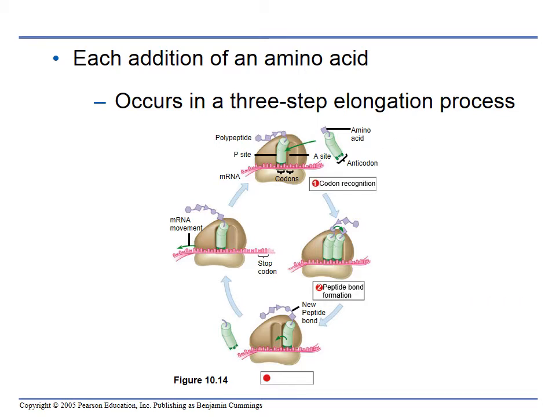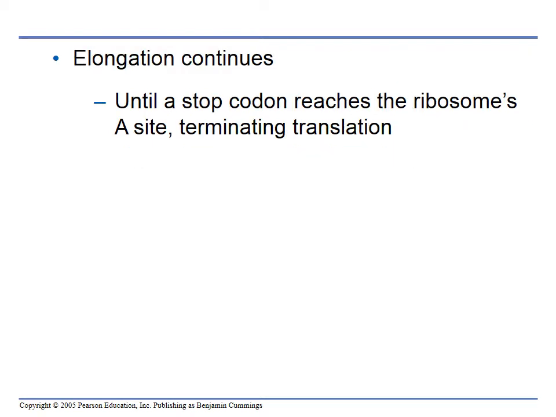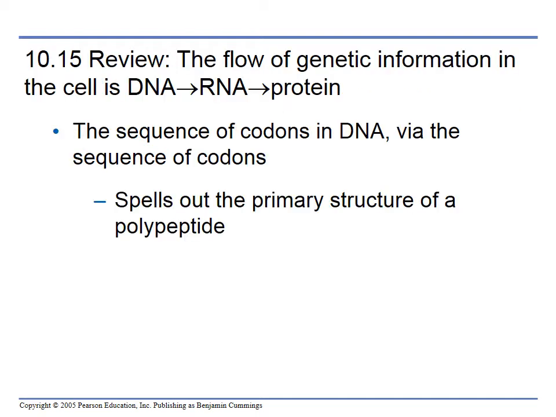Codon recognition. Here we go with the animation. All right, the messenger RNA moves one codon at a time, and the transfer RNA with the complementary anticodon pairs with each codon, adding its amino acid to the polypeptide chain. That was in the diagram you just saw in the previous slide. All right, and then elongation continues until you reach the stop codon.